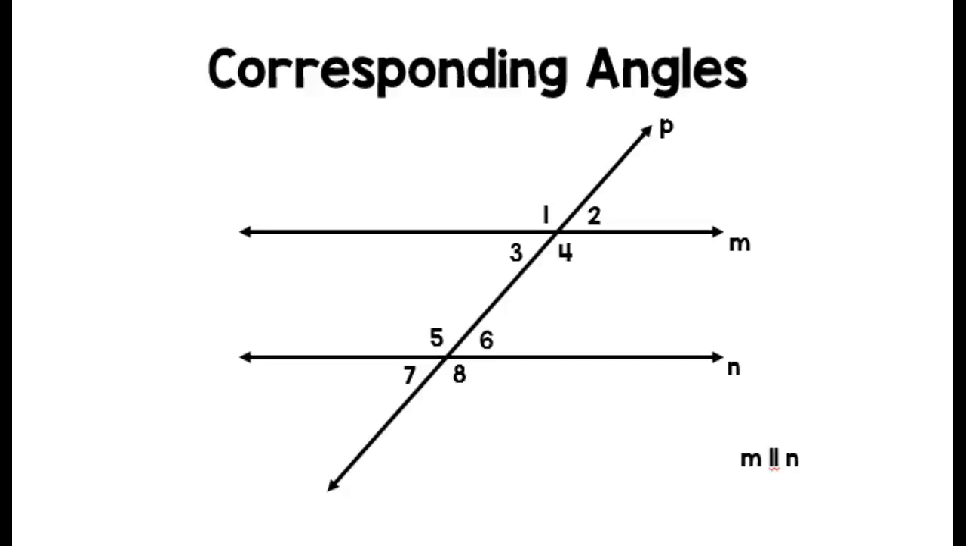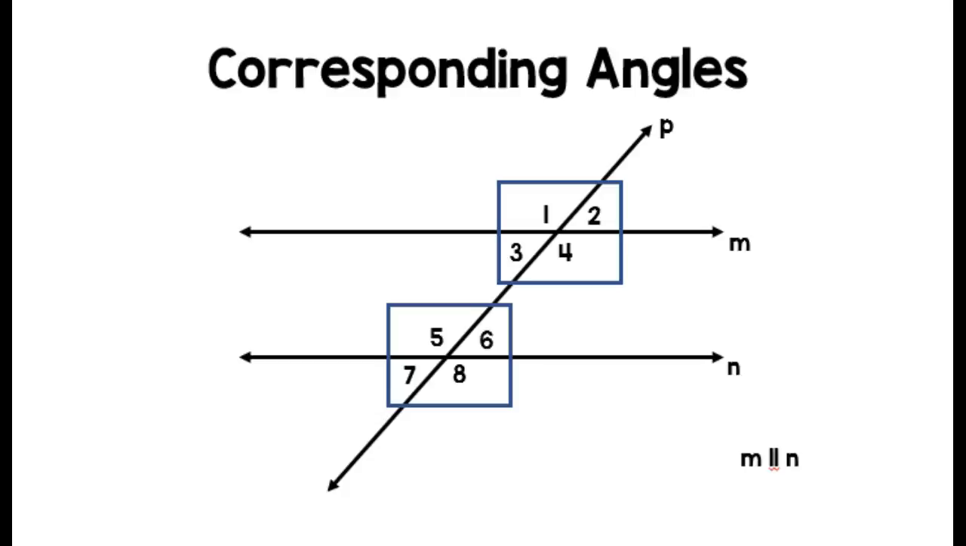Our current topic: corresponding angles. Corresponding angles are formed when two parallel lines are cut by a transversal. So in the diagram below, our parallel lines are M and N, cut by the transversal P. Now, what I like to do is think about each intersection of the parallel line and the transversal as a picture frame.